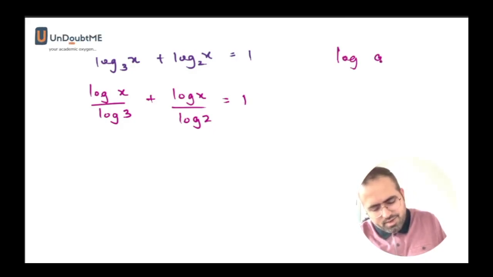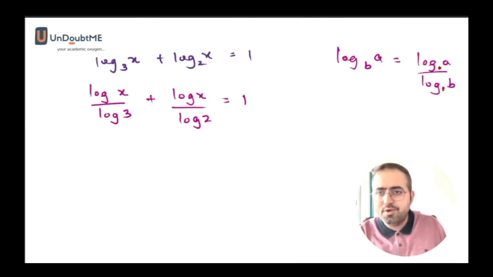I'll just quickly tell you what the change of base formula is. So if we have log of a to the base b, it can be written as log of a over log of b to any base of our choice. This base can be anything, that's why I'm not writing any specific base. So I hope that till here the steps are clear.